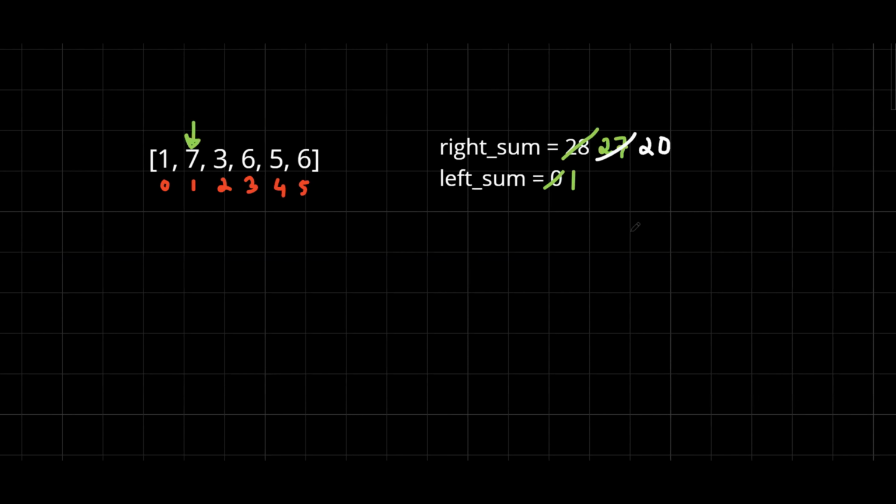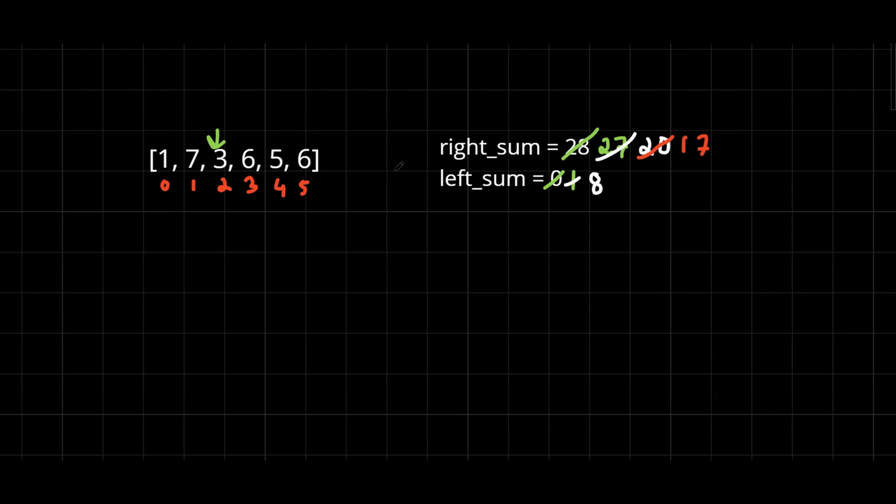Now we have to add the corresponding element to the left sum. So here we have to add 7 to 1, which is 8 right now. Now our current pointer is pointing to this element 3. Now for this element 3, we have to subtract 3 from 20. If we subtract 3 from 20, the right sum will become 17, which is equal to 6 plus 6 plus 5.